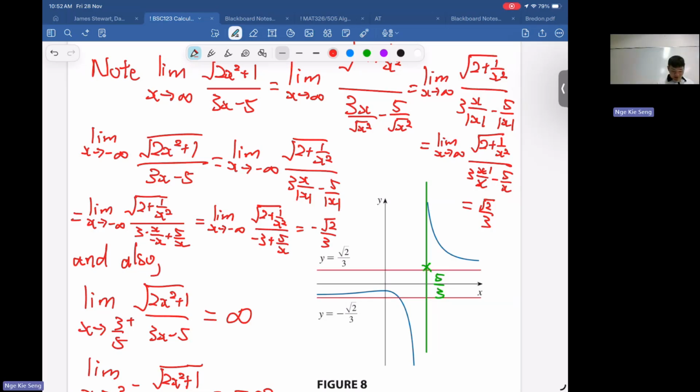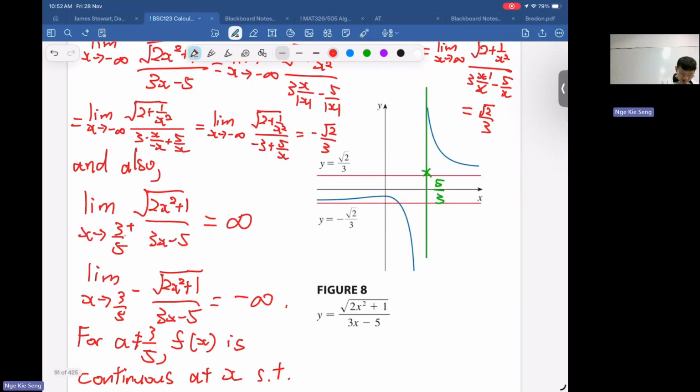Okay, and then for the vertical asymptote, I think I substituted the wrong number here. It should be 5 over 3.